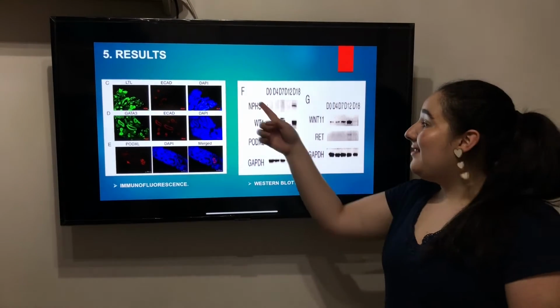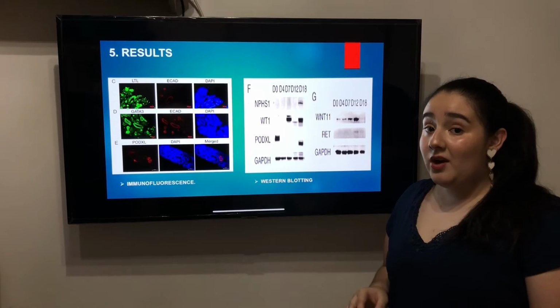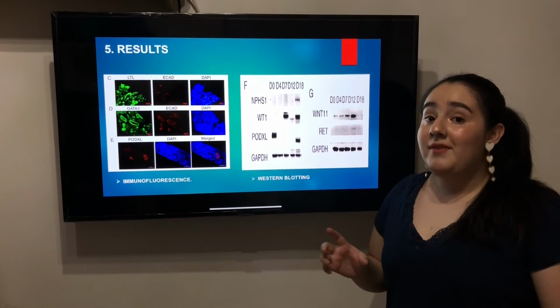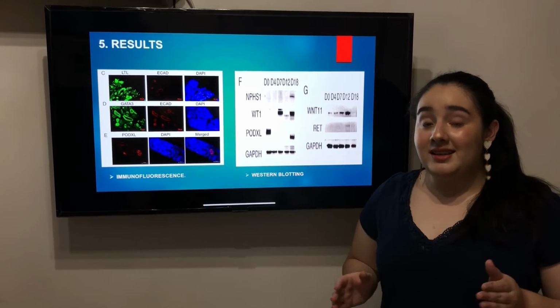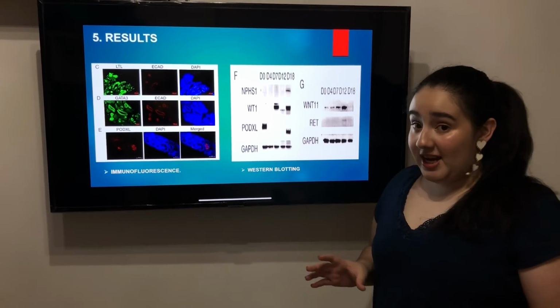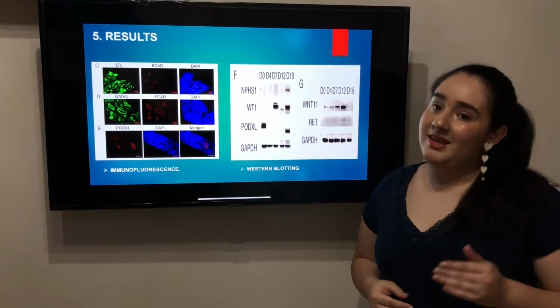Western blotting. Here we have the podocyte markers and we have the group control. We can see that the second marker, that is WT1, began to be expressed at day 7 and the other ones were highly expressed at day 18. This result suggests that podocyte-like cells may exist at the kidney organoids.